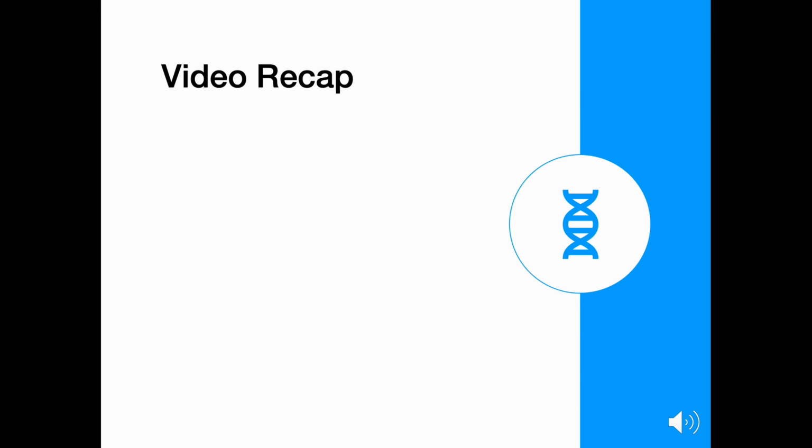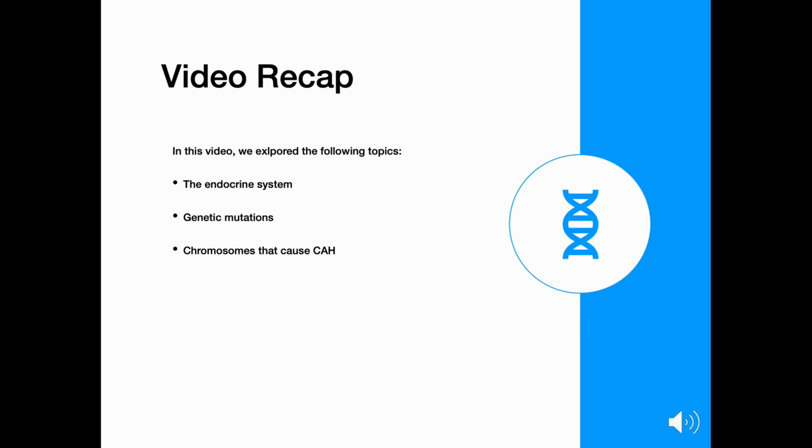Now, let's look at a recap of everything we covered in this video. In this video, we learned about the endocrine system, genetic mutations, chromosomes that cause CAH, inheritance, symptoms of CAH, how CAH is diagnosed, and how it can be treated.